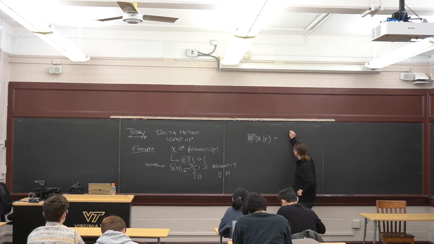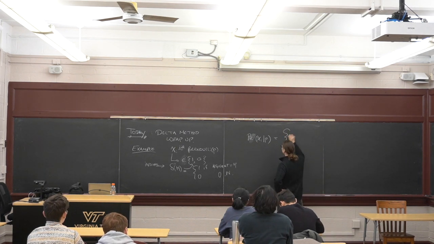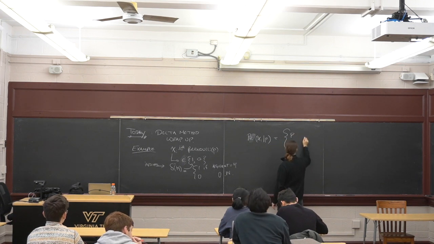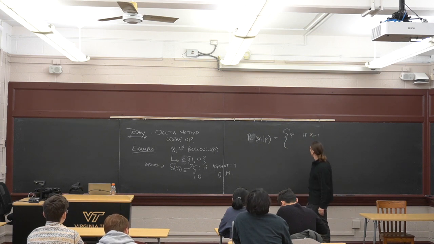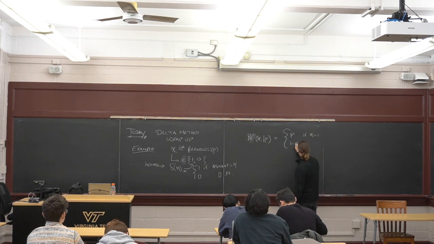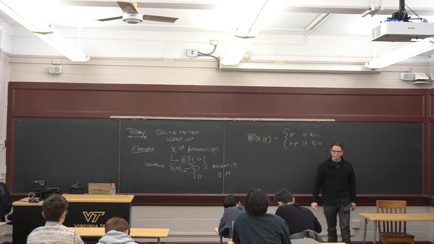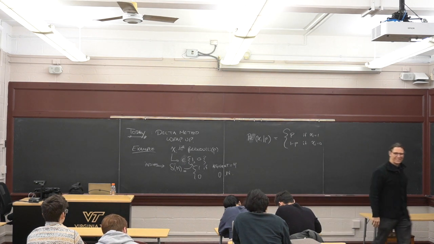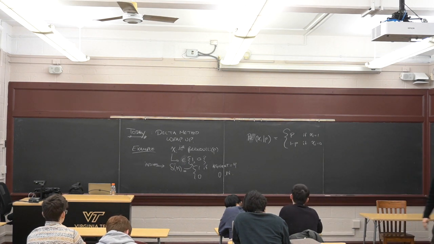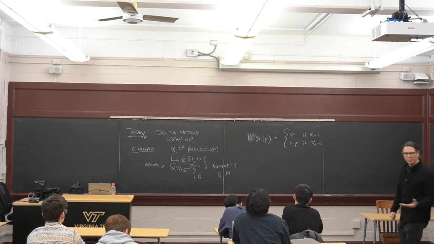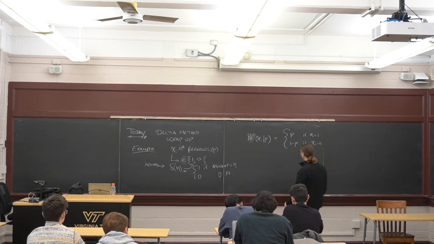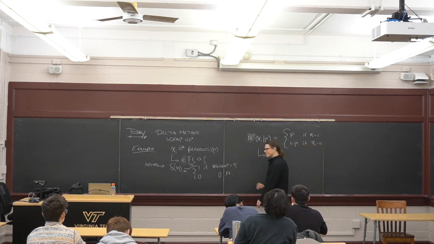I could write it down like this. Probability of this is going to be p if xi is equal to a 1, and this is going to be 1 minus p if xi is equal to a 0. I could write otherwise right there. So that's one way to write it down, but that's not a nice equation. That's hard to put into your computer. So what's a cleaner way to write that down?